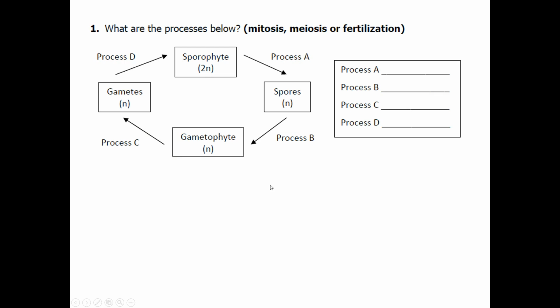Okay, let's try another practice. Process A, going from 2N to 1N, is meiosis. Good. Process B, from 1N to 1N, it's the same. So that's mitosis. Process C, from 1N to another 1N, mitosis. And the last one, N to 2N, it's doubling. So that is fertilization.